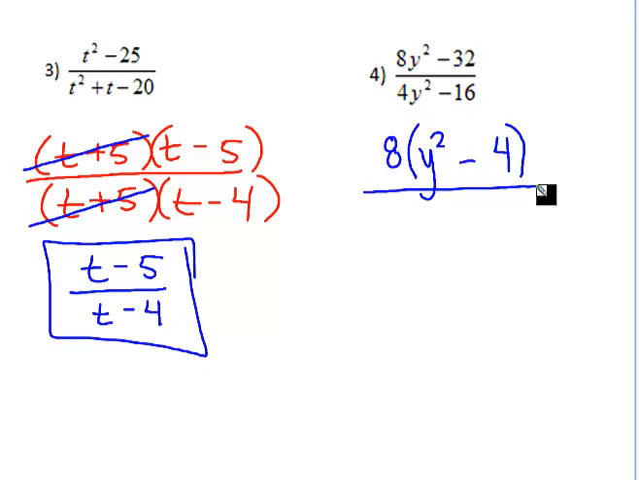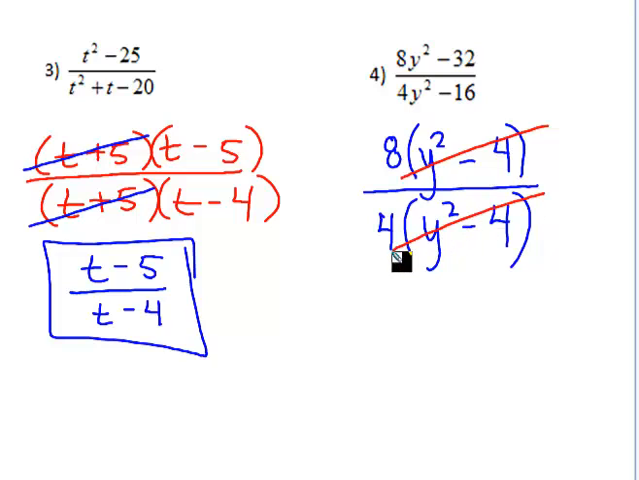Okay, is there a greatest common factor in our denominator? 4 times, good, y squared minus 4. Yeah, now I know we can factor y squared minus 4 further, but right here, are these parentheses identical? Yeah, so we can cancel them right at this step. Okay, then we have 8 over 4, which is just 2. Yep, it's just 2 because 8 divided by 4 is 2. Is that one okay?